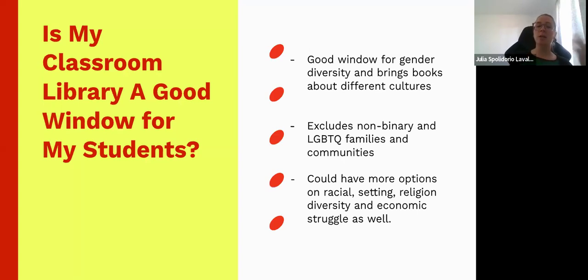And then another question would be if my classroom is a good window for my students. I do believe that I have a good window because I am trying, as much as I can, to bring books that present different realities than what my students have. It's a good window for gender diversity and books from all different cultures, but it does exclude the non-binary and LGBTQ families and communities. And like I said, we could have more options on racial setting, religion diversity, and economic struggle as well.